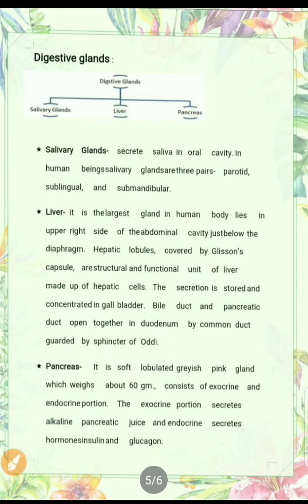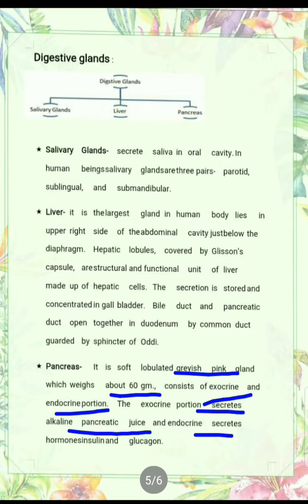It is a soft lobulated grayish pink gland which is only about 60 grams, and it consists of endocrine as well as exocrine portions. You also know that it is a heterocrine gland, means it secretes pancreatic juice as well as hormones. The exocrine portion secretes alkaline pancreatic juice which contains enzymes for the digestion of food, and the endocrine portion secretes the hormones insulin and glucagon. Insulin and glucagon have their own functions.